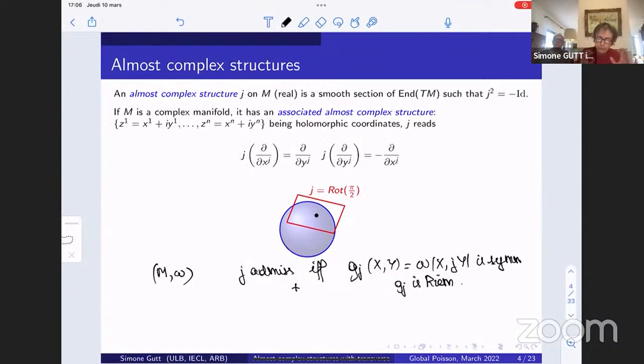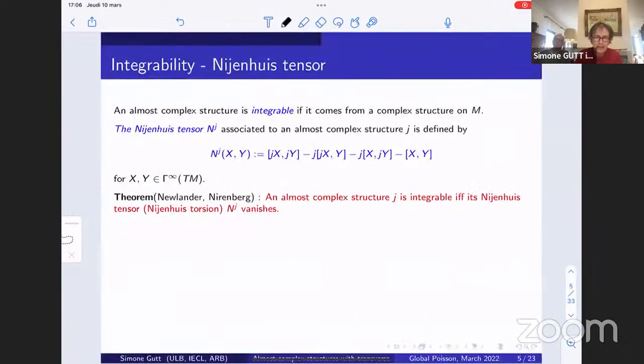But here, really, I want to just take a manifold with one almost complex structure and see what I can say about that. And it is said that the almost complex structure is integrable if it comes, in the sense I just recalled, from a complex structure. And there is the well-known theorem of Newlander and Nirenberg that an almost complex structure J is integrable if and only if what is called its Nijenhuis tensor vanishes, the Nijenhuis tensor being defined as the 2-1 tensor, which maps X and Y to the sum of the bracket [JX,JY] minus J[JX,Y] minus J[X,JY] minus [X,Y].